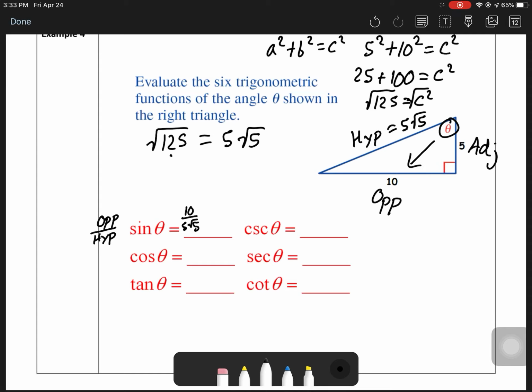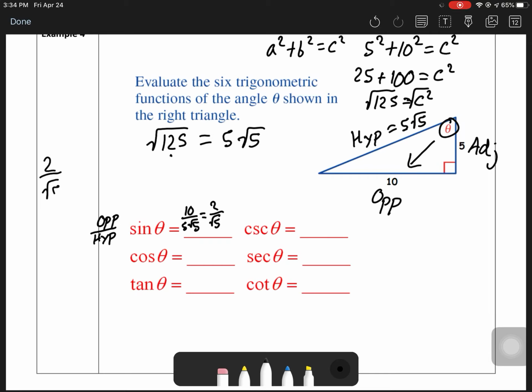We can reduce this, and the problem with this is the fact that we have a radical on the bottom. But since we have 10 on the top, 5 on the bottom, we can reduce that to 2. 5 on the bottom becomes 1, and we're just left with the square root of 5. But we still have that radical 5 on the bottom.